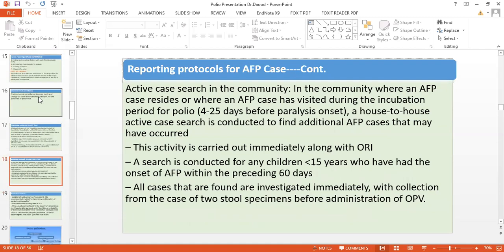Reporting protocols for AFP cases: an active search in the community where AFP cases reside, or where the AFP case has visited during the incubation period for polio, that is 4 to 25 days before paralysis onset, or a house-to-house active case search, is conducted to find additional AFP cases. The activity is carried out immediately along with the outbreak routine immunization. A search is conducted for any children less than 15 years who have had the onset of AFP within the preceding 60 days. And all cases found are investigated immediately, with the collection from the case of 2 stool specimens before administration of OPV.